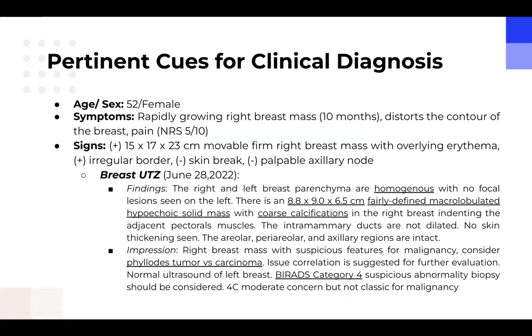From her breast ultrasound done 5 months prior, it was found that the right and left breast parenchyma are homogeneous, with no focal lesions seen on the left. On the right side, there was an 8.8 by 9 by 6.5 centimeter fairly defined macrolobulated hypoechoic solid mass. With the impression, right breast mass with suspicious features for malignancy, considering phyllodes tumor versus carcinoma, BI-RADS category 4.